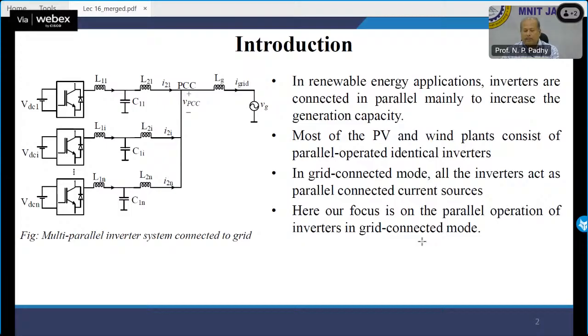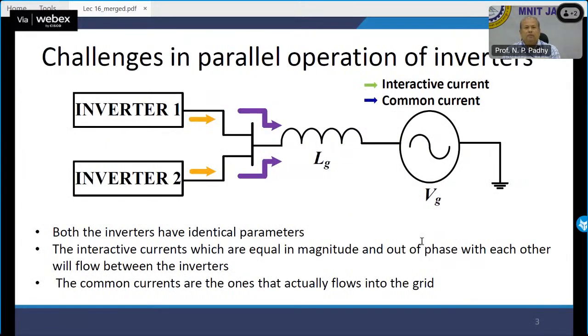Now to understand in more detail, we will try to have a very simplified diagram for better understanding. So what are the challenges we see? There are two different types of currents. One is the interactive current coming from the inverter side, and there is a common current after the addition, which flows through the LG. Inverter 1 releases current I1, inverter 2 releases I2, and I1 plus I2 goes to the grid, but I1 and I2 are responsible for certain challenges, the so-called interactive currents of inverters coming out of parallel circuits.